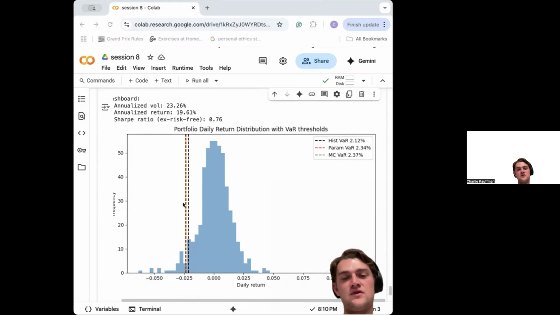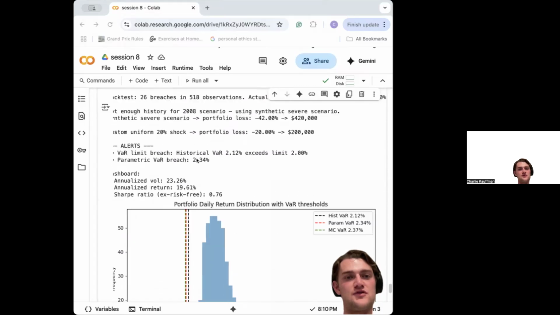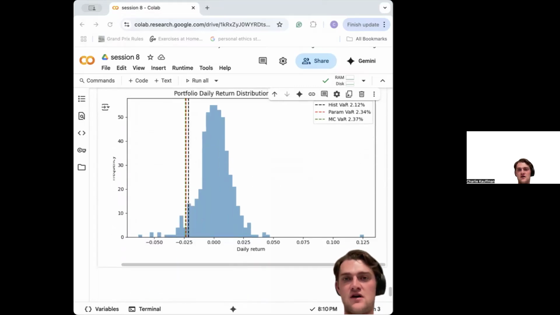The visual is one of the most persuasive tools for the board. They can literally see how often and how badly the portfolio could lose. It's a lot easier to see than looking at these numbers. I think that's a common thing for everyone.